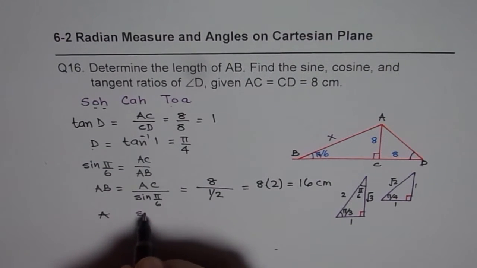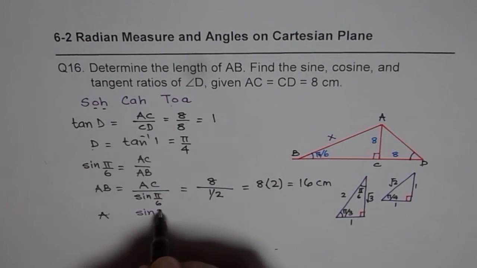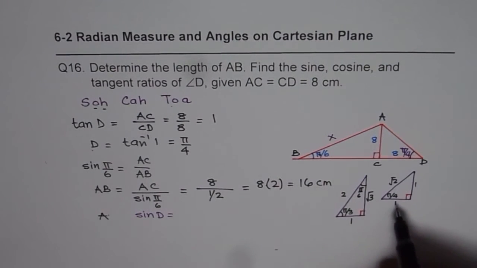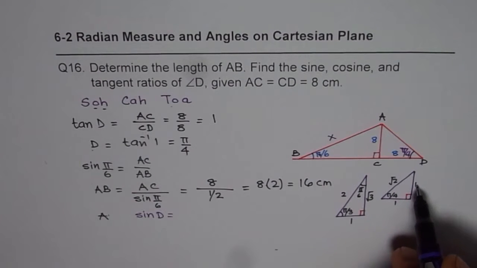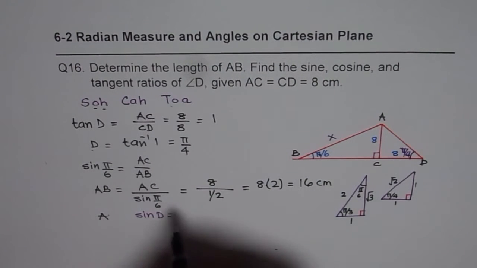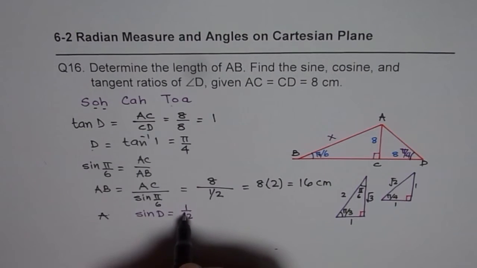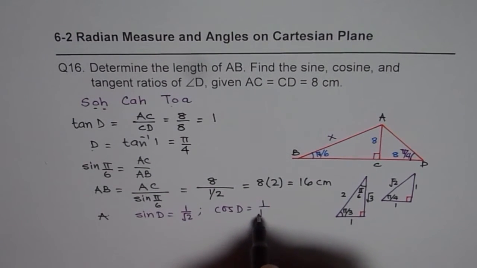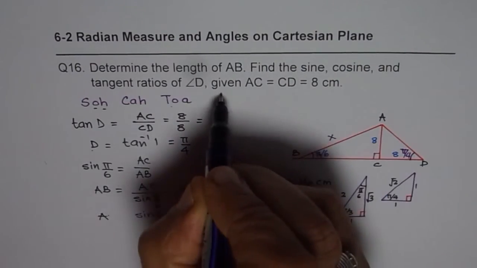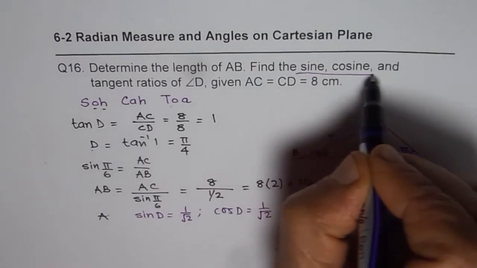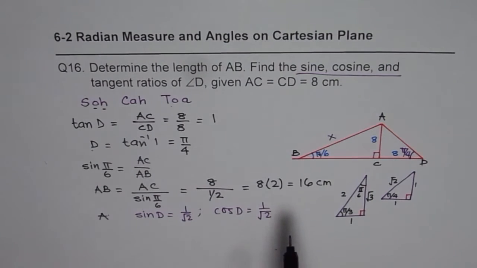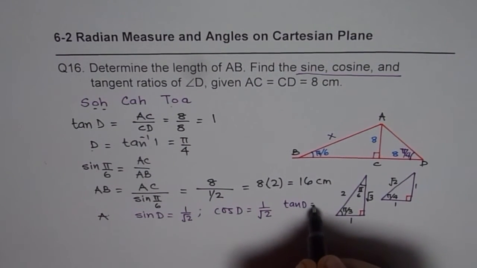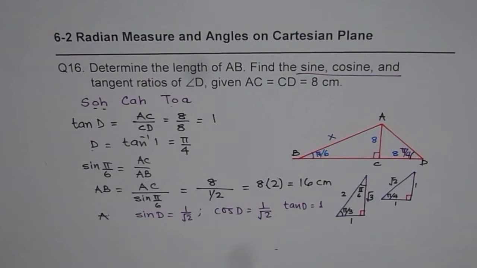So we have sine of angle D. Angle D is pi by 4. We found this, pi by 4. We'll use our special triangle. Sine of angle D will be 1 over square root 2. And cos of angle D is also 1 over square root 2, right? So that's the answer for the next part. And tan of angle D we know is 1, correct?